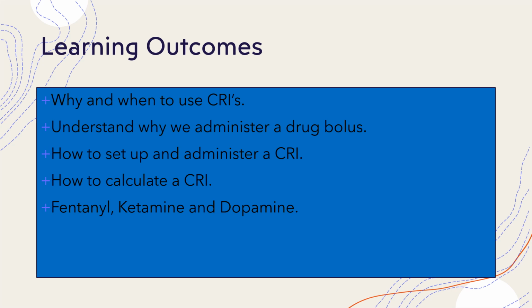Hopefully by the end of this talk, you'll be a bit more familiar about why and when to use CRIs, understand why we administer a drug bolus before starting a CRI, how to set up and administer a CRI, how to calculate them, and then the main drugs I'll talk about are fentanyl, ketamine and dopamine, because these are the more common drugs used within theatre.